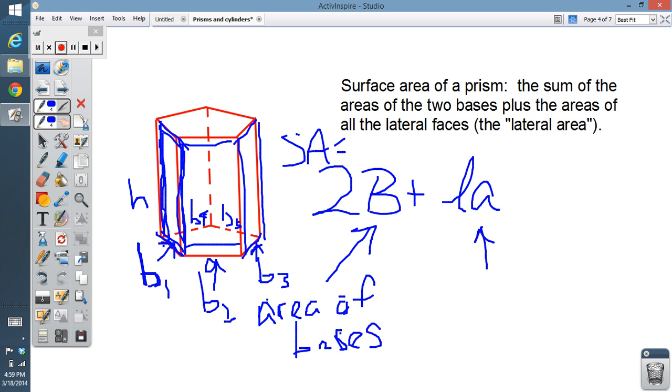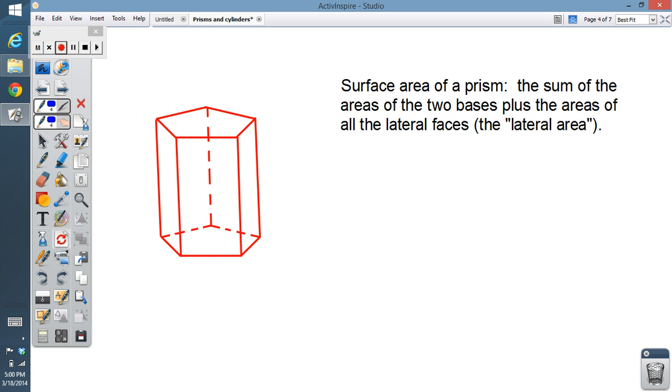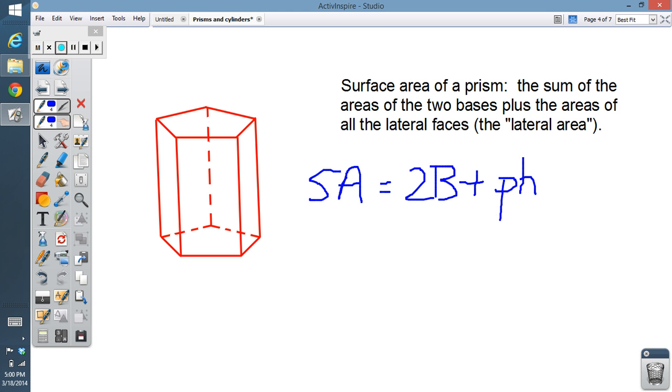So what we end up with, now, base 1 plus base 2 plus base 3 plus base 4 plus base 5 is the perimeter, correct? So we can change our formula to read that the lateral area is equal to the perimeter times the height, meaning that in the end, we come up with a formula that says surface area for a prism is 2b plus perimeter times height.